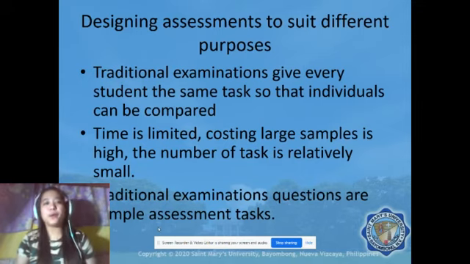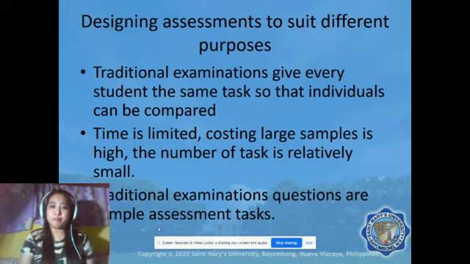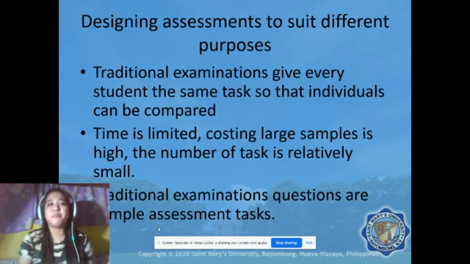Okay, now let's move on to designing assessment to suit different purposes. Of course, traditional examinations give every student the same task so that individuals can be compared. In addition, the same grade level must take the same or the same type of examination. Also, time is limited and costing for large samples is high, so the number of tasks is relatively small.